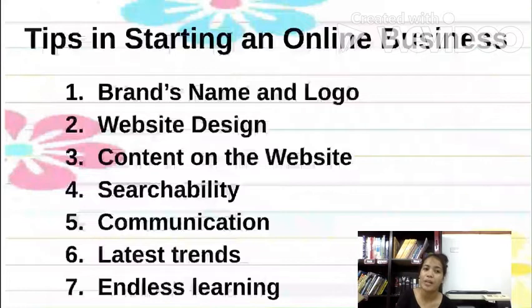For example, your business is Josh Mango Product. That's the brand name. And also you're going to make a logo, so that people will know this is Josh Mango. So the logo also. Next is website design.